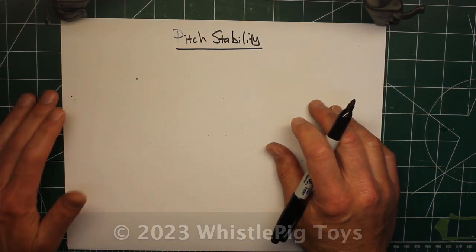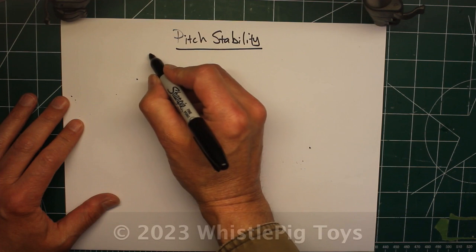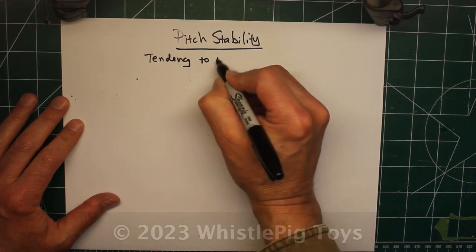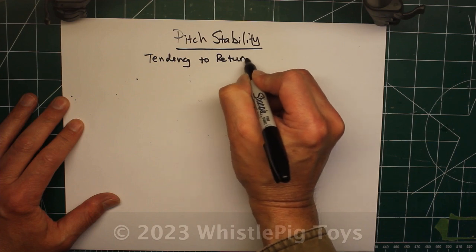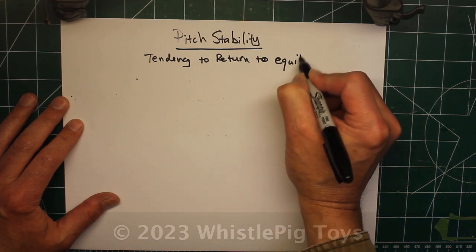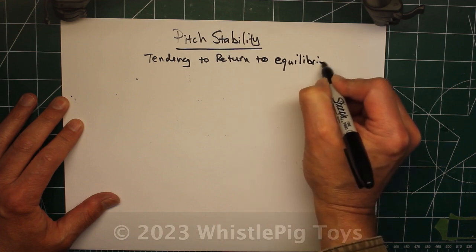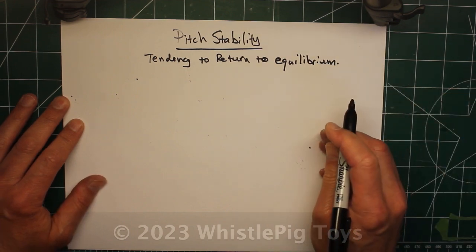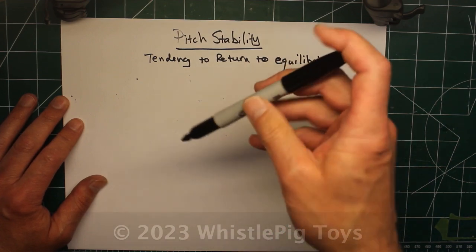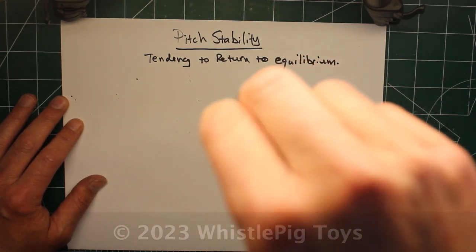What is stability? Stability is the tendency to return to equilibrium. That's a lot of big words. What does that mean? Well, let's think about something simple. Consider a pendulum. Like if I'm hanging this pen from my fingers.